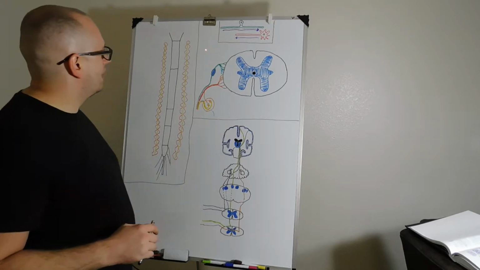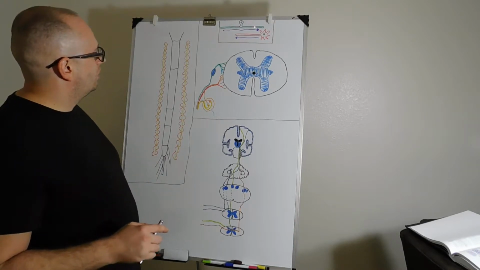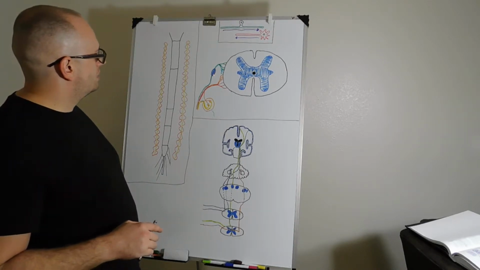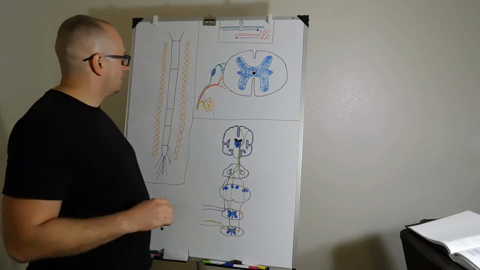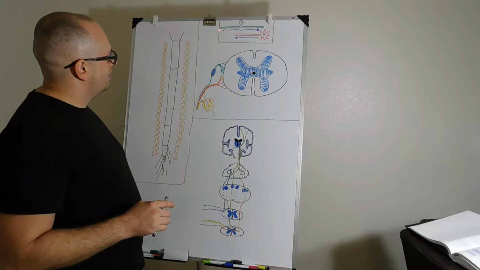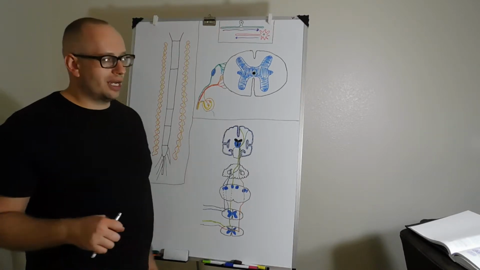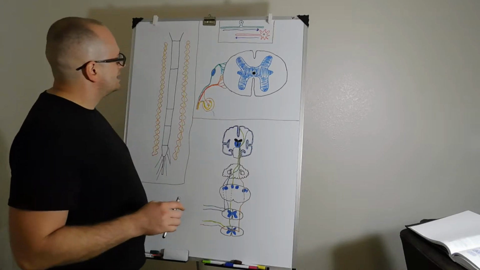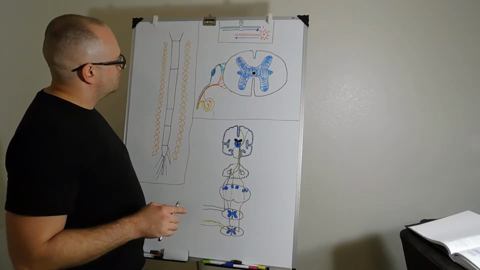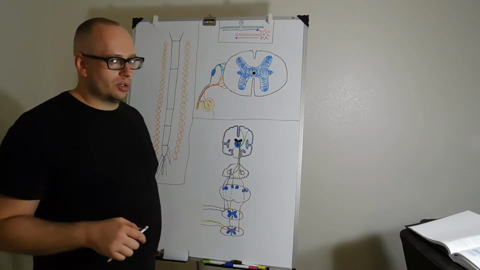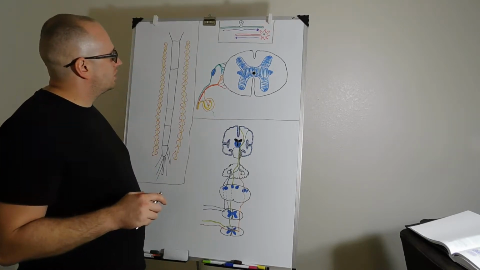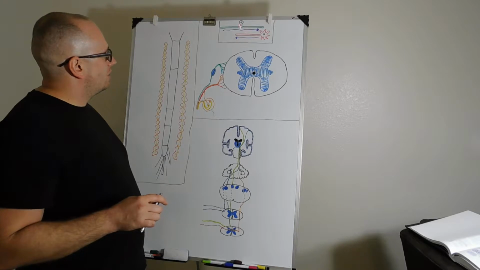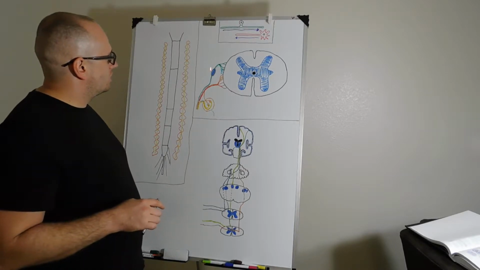Okay. I also mentioned that we have pseudo-unipolar neurons. So this is where the cell bodies are of those sensory neurons. So we have the part that receives the information from the end sensory organ, and then this part goes up to, in most cases, the medulla, and synapses in those nuclei. But the cell body is actually here in the dorsal root ganglion.